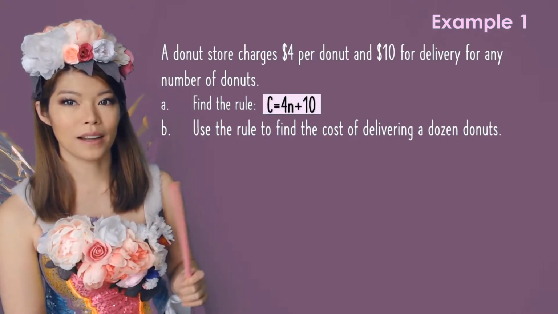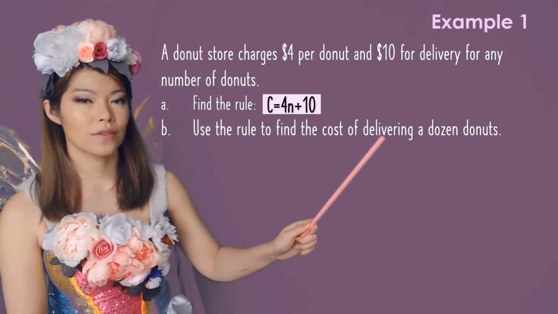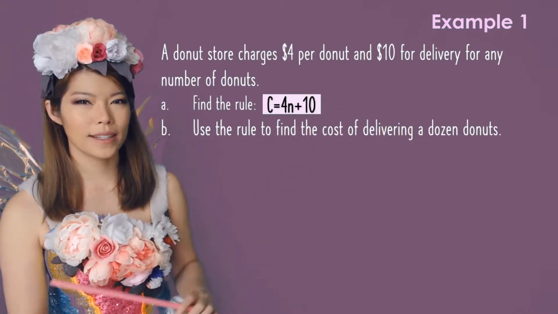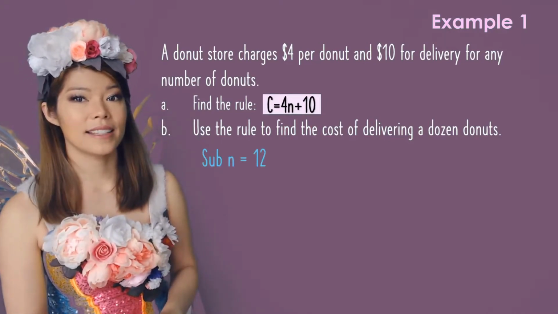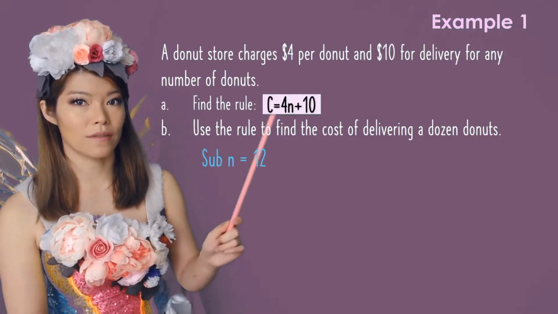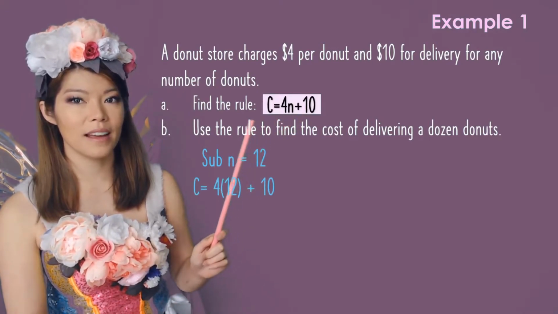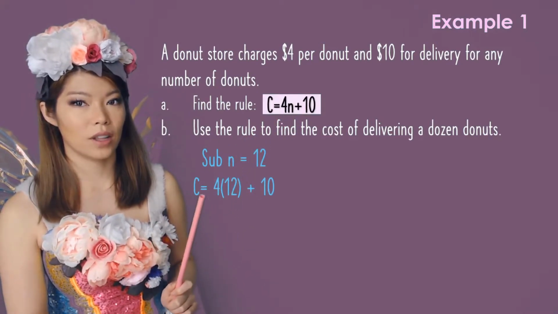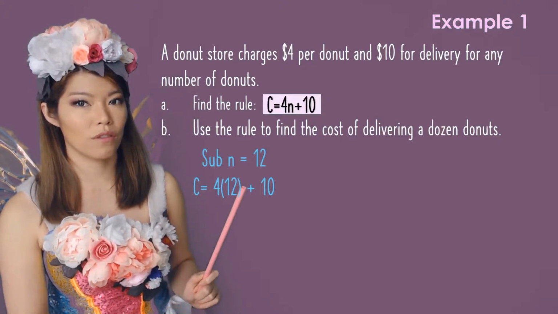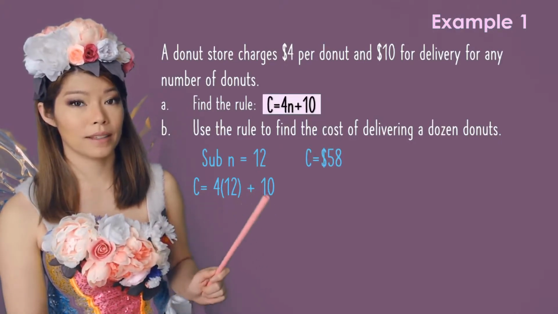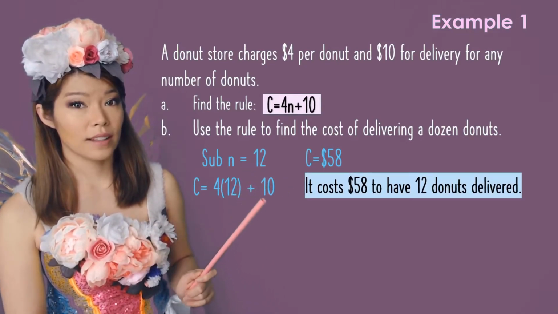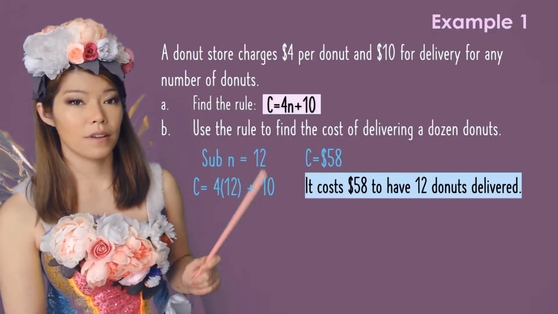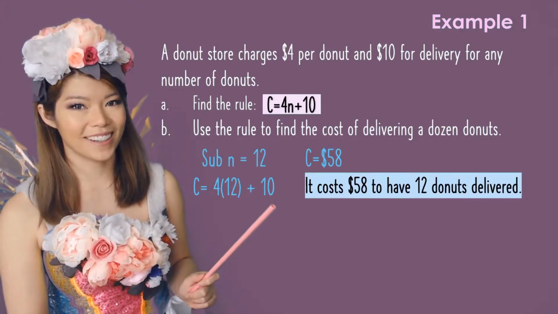Let's do the second part. Use the rule to find the cost of delivering a dozen donuts. So what does that mean? A dozen donuts. Is that C or N? That is N, the number of donuts. So we have N equals 12. Plug it in there. We have C, the cost, is equal to 4 times 12 plus 10, which is 48 plus 10, or in other words, $58. And you have to write the sentence. It would cost $58 to buy 12 donuts.